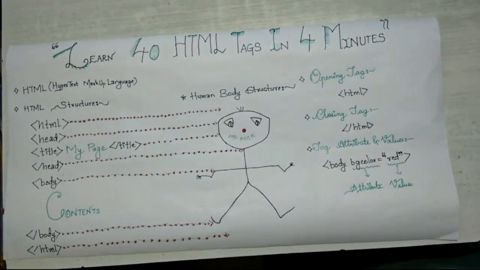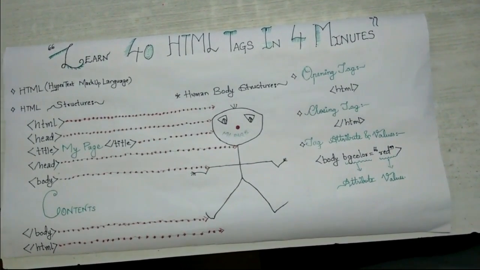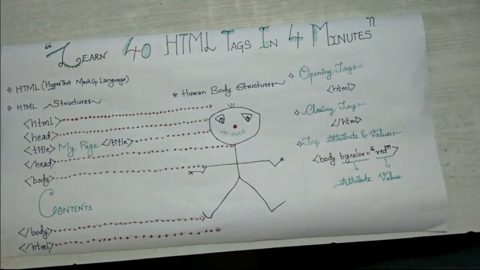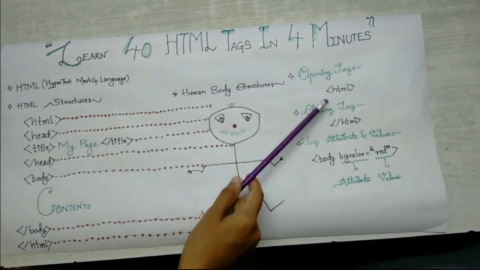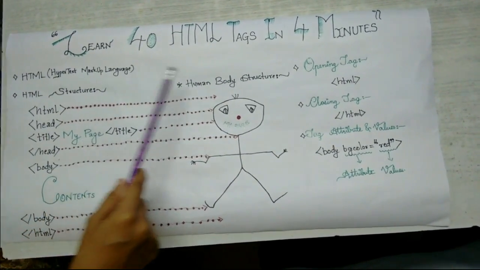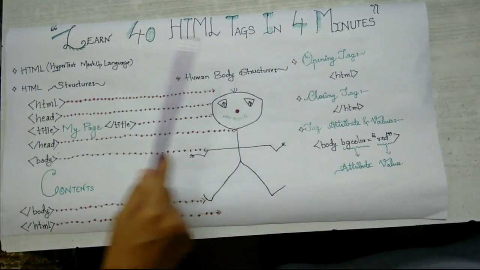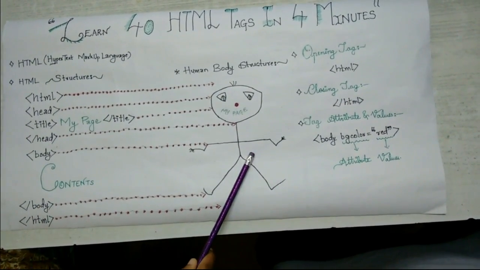HTML, Hypertext Markup Language, is a programming language used to design web pages. The general structure of HTML is enclosed in tags, an opening tag and a closing tag. We can compare the HTML structure with a human body structure. It is thus divided into head and body sections respectively.